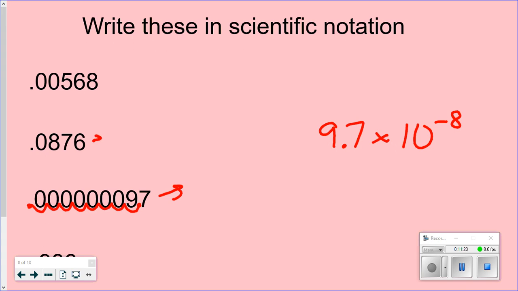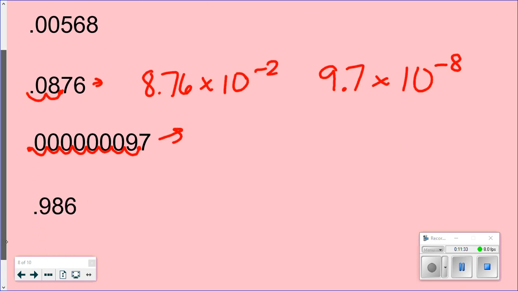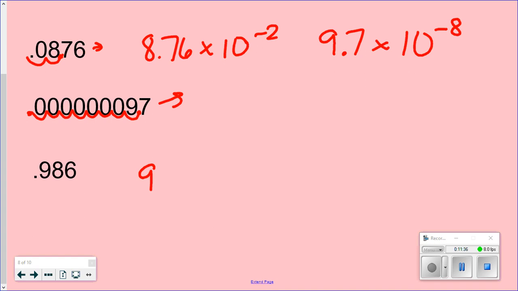Okay, so let's do this one. It'd be 8.76 times 10. If this is where my decimal is going to be, 1, 2, it'd be to the negative second. Let's do this one down here. Okay, for this one, it'd be 9.86, times 10 to the negative 1.